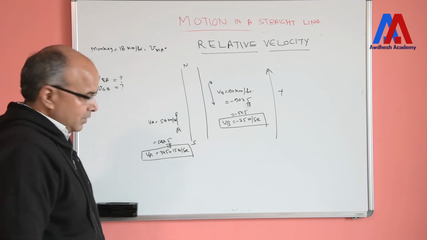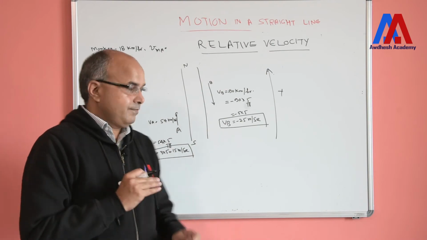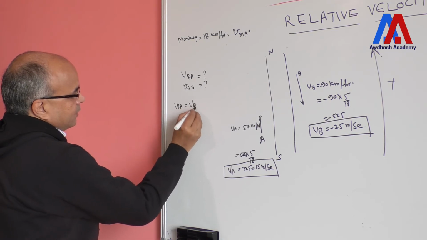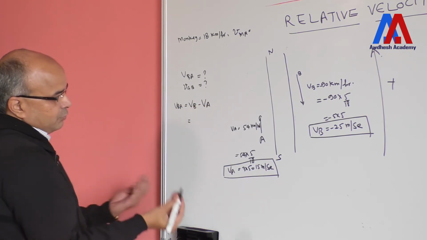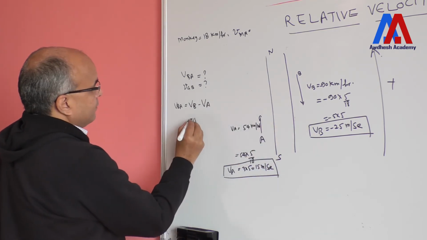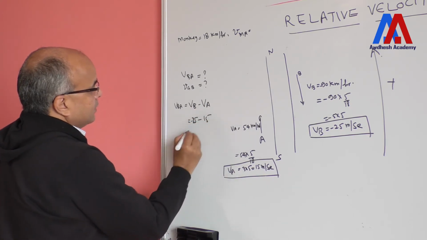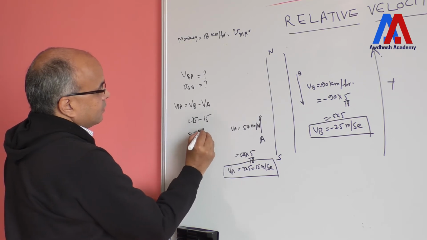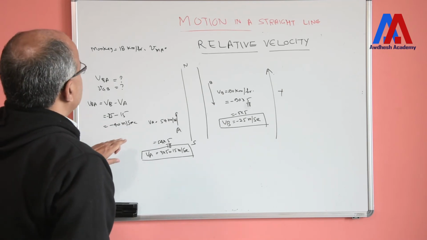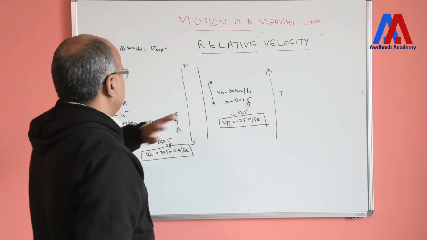Now let's solve the problem. The first problem is the velocity of B with respect to A. So that is VBA, and we know VBA is equal to VB minus VA. All we have to do is substitute the values: VB is equal to minus 25, and VA is equal to 15, so this becomes minus 40 meter per second. And it is minus because it will look like it is in the direction from north to south.